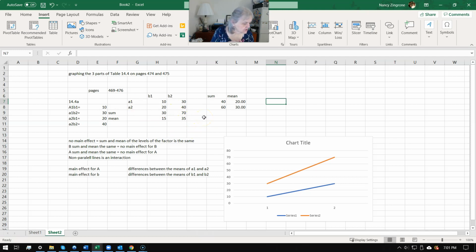So there's main effects for both A and B because there are differences there. And again, the ANOVA F value, the F ratio, would tell you whether or not that's big enough to be significant. But you can see that there's that change.